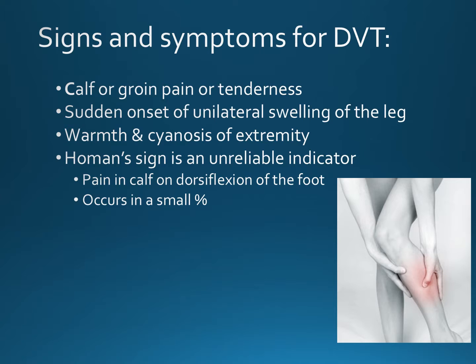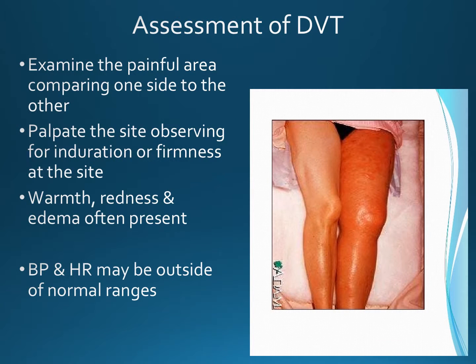Homan's sign, which is pain with dorsiflexion of the foot, occurs in only a small percentage of those afflicted, and so it is deemed an unreliable indicator. As we examine the painful area, we need to compare one side to the other. We need to palpate the site, observing for induration or any firmness to the tissues. Look for warmth, redness, and edema. Blood pressure and heart rate may or may not be outside of the normal range. We do not want to massage the area.